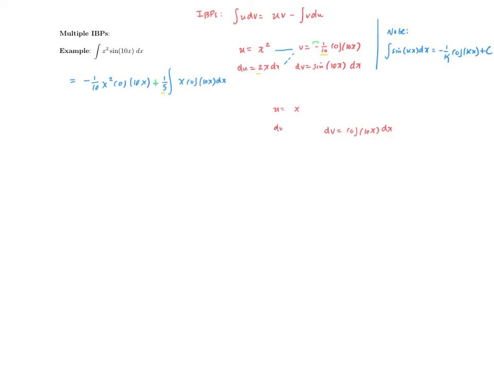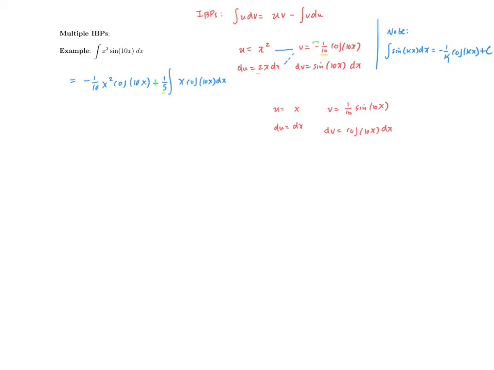So du is dx, and v is 1/10 sine of 10x. Which, if you're unsure about how we went from dv to v, you could, to the side, do a substitution problem, or you could double check this with a derivative.